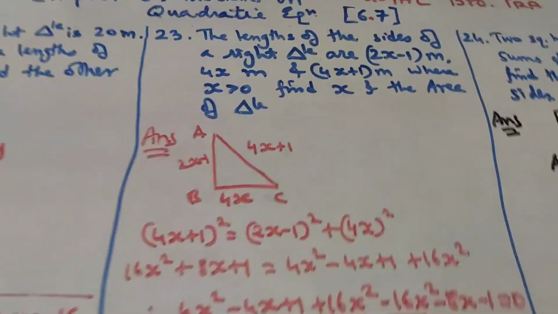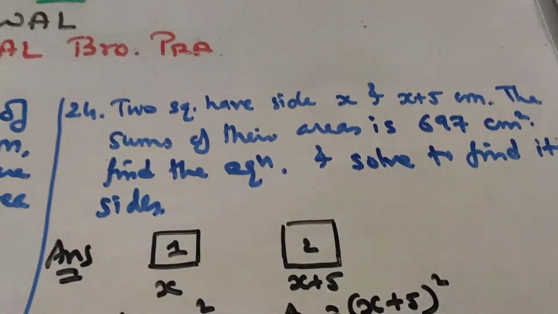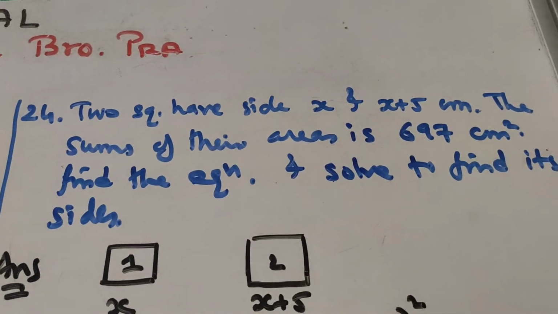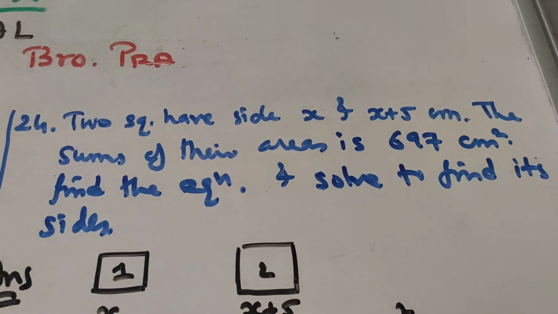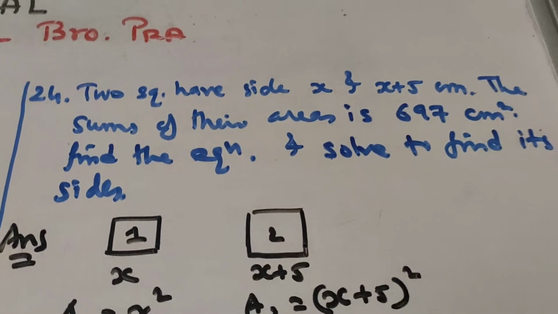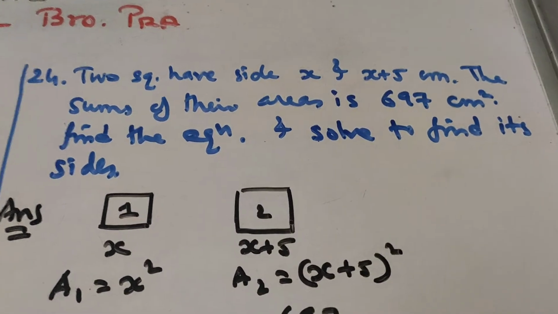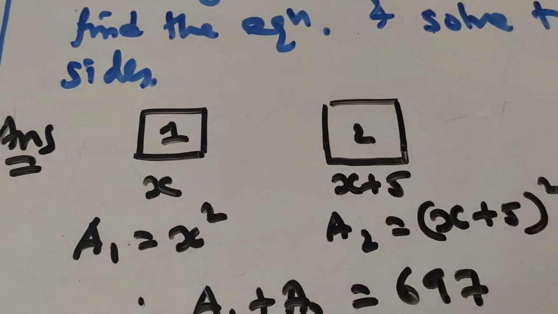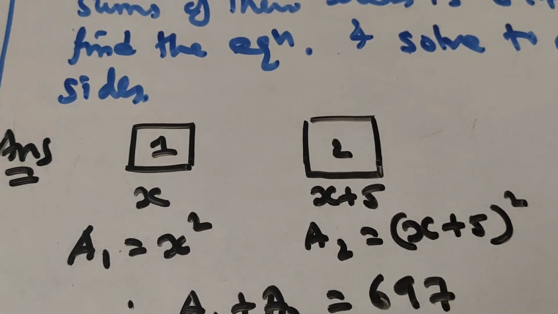I hope you understood this sum. It is pretty simple. Let's move on to sum number 23. Two squares with sides x and x plus 5 centimeter. The sum of their areas is 697 centimeter square. Find the equation and solve to find its sides. So I have drawn two squares, square 1 and square 2. Square 1 has side x and square 2 has side x plus 5.